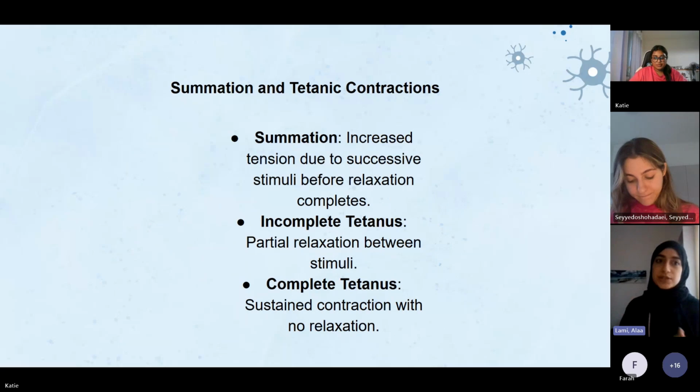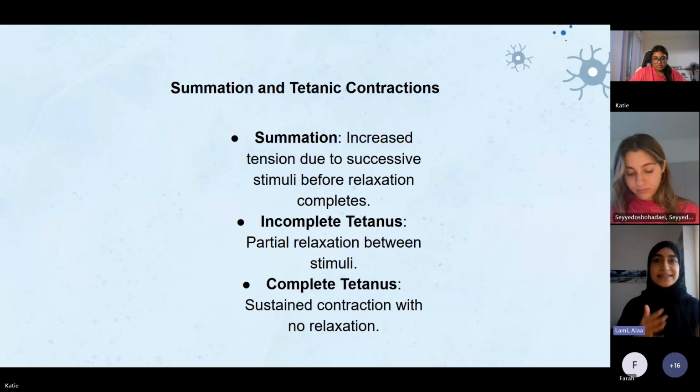So what is summation? Summation is increased tension because of successive stimuli before relaxation completes. So basically, in simple terms, what does this mean? As we said, we usually have stimulus, contraction, relaxation. And then if there's another stimulus, the cycle will repeat. However, what we're saying here is that there was stimulus, contraction, stimulus. So we didn't reach the relaxation phase yet. And so we call this summation. And I believe there are graphs on this in your physiology PDF. So see them and know them because they might ask about them.